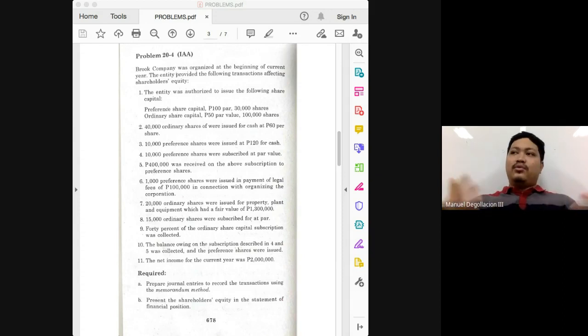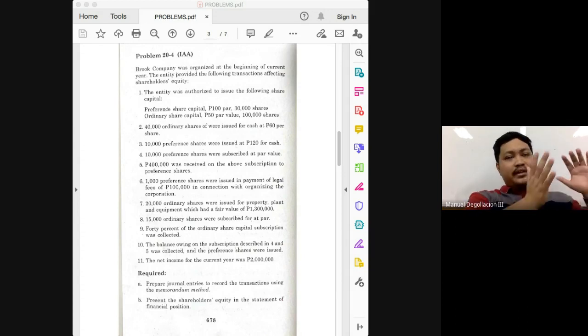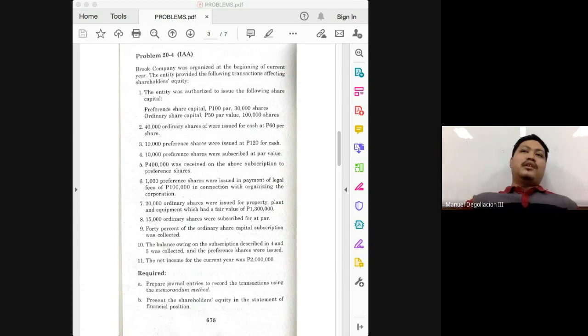Why is it important to segregate at the very first instance? Why is it very important to segregate the amount pertaining to share capital and the amount pertaining to share premium? Because later on, class, when you retire the shares, when you have treasury shares involved, there is a hierarchy as to which of these accounts should be charged first. So it's important for you to segregate the amount that goes into share capital and the amount that goes to your share premium.